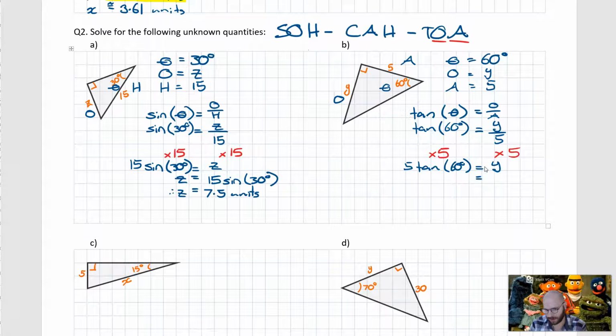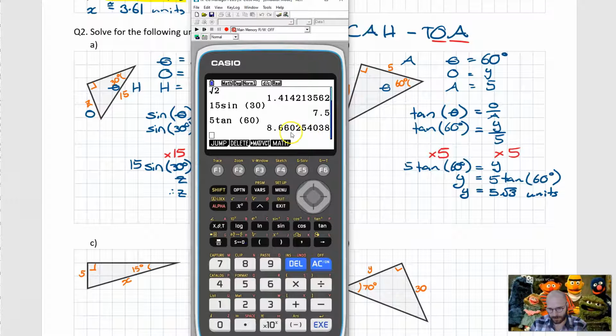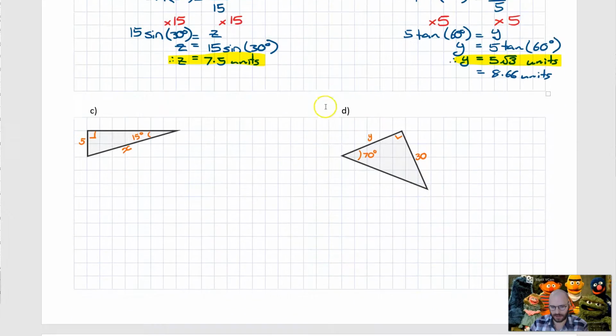I rotate the equation around, so I get y equals 5 tan 60. Then I bring up my calculator. So I'm going to type in 5 tan 60. That will give me 5 root 3, or roughly 8.66 units. So I can leave it in my exact form, or I can leave it in my approximate form. Okay, so that's A and B. Let's have a look at C and D.